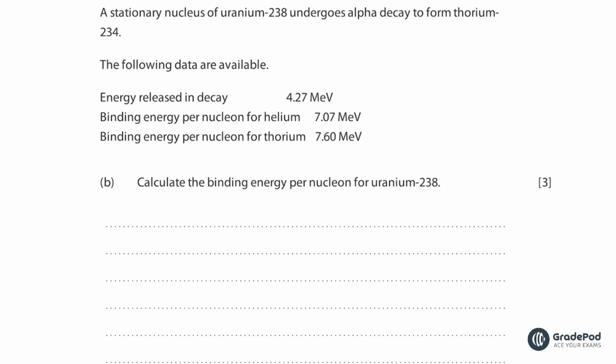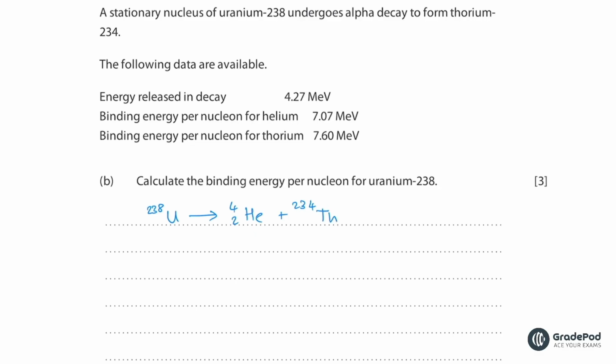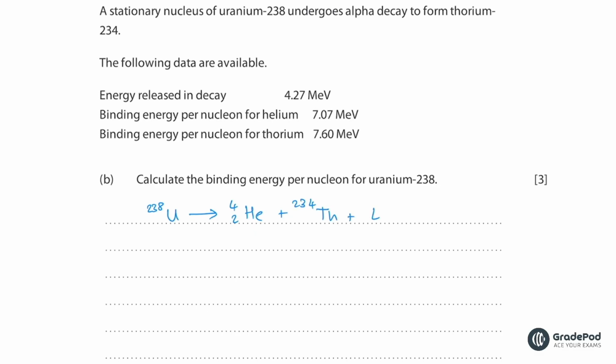A stationary nucleus of uranium-238 undergoes alpha decay to form thorium-234. The following data are available. And we've got data here. Calculate the binding energy per nucleon for uranium-238. So we've got uranium-238 decays to an alpha particle and thorium-234. Oh, and we know that the energy released in the decay is 4.27 MeV.